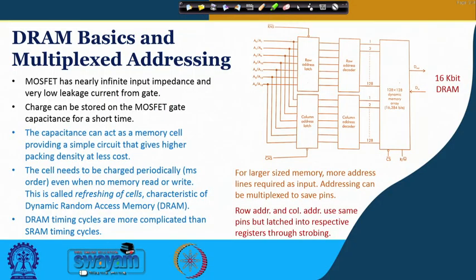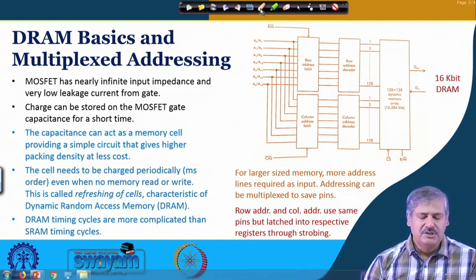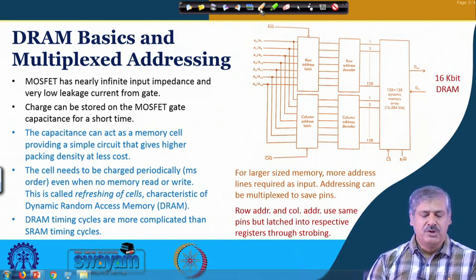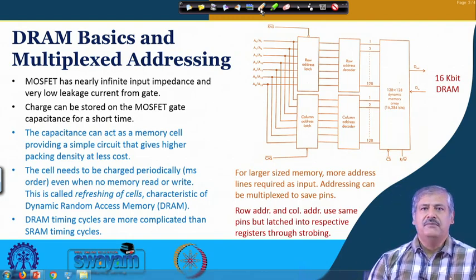Right. So, what we use in the design of a dynamic RAM based memory cell is that the MOSFET by nature has infinite input impedance, that we all know. Because it is a field effect device, it is not a current controlled device like a BJT. So, the leakage current at the gate is very small. So, the parasitic capacitance at the gate of the MOSFET can be used to store charge for a short time. Of course, there will be small leakage, but for a short time it can be stored. And that can be used for storing binary information.